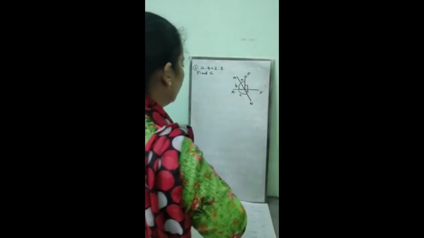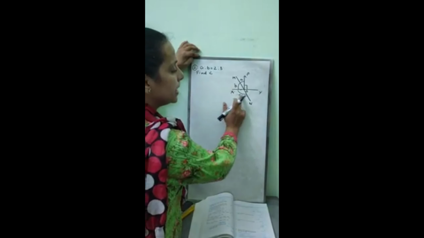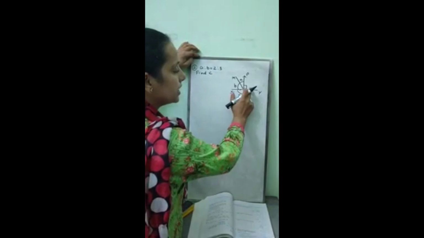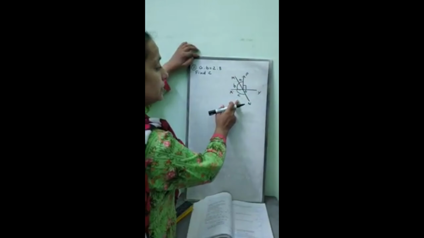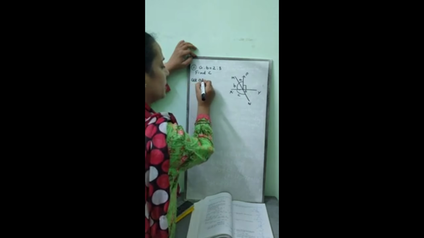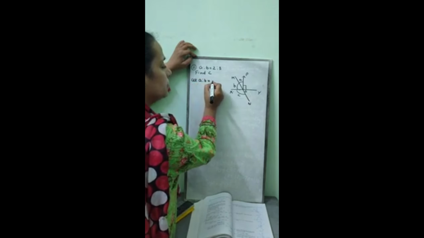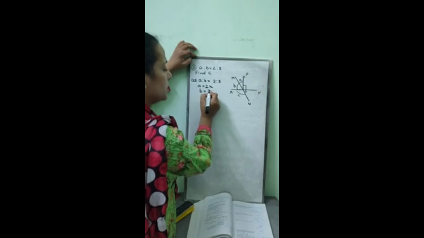Students, now we are going to start with sum number 2. A ratio B is 2 ratio 3. You need to find C. See, XY is a straight line. This angle is 90. This is A, B and this is C. We need to find angle C. Angle C. Let A ratio B is equal to 2 ratio 3. So A is 2x and B is 3x.